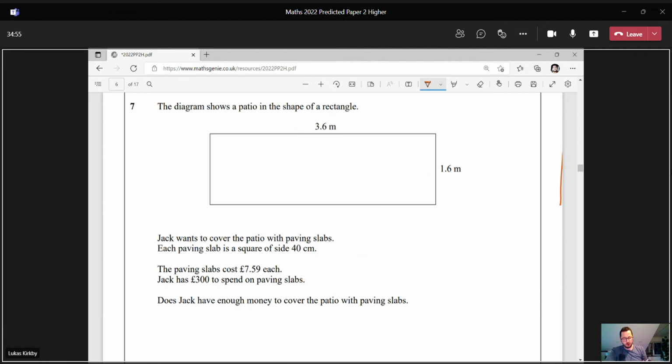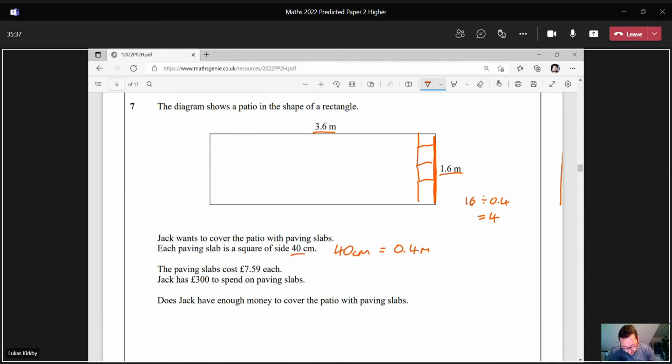Alright, so a couple of things. So first thing is we've got these measurements here, and they're in metres, and our paving slab is in centimetres. So the first thing I want to do is convert 40 centimetres. Well, that's the same as 0.4 metres. Okay, so now if we think about how many slabs we're going to need, well, if this is 1.6, we need to think about, well, how many 0.4s is that? So 1.6 divided by 0.4 is 4. So we know that we're going to need 4 slabs per column, if that makes sense.